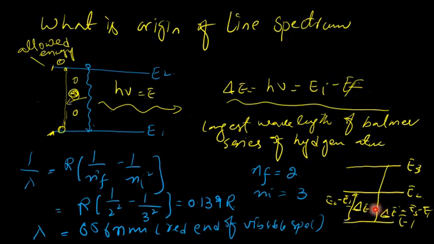On the other extreme, when there is a jump from n equals 6 to the final state n equals 2, we get an ultraviolet line, because there the energy difference between the two energy levels is large, corresponding to large frequency and smaller wavelength. So it depends on the difference between the two energy levels.